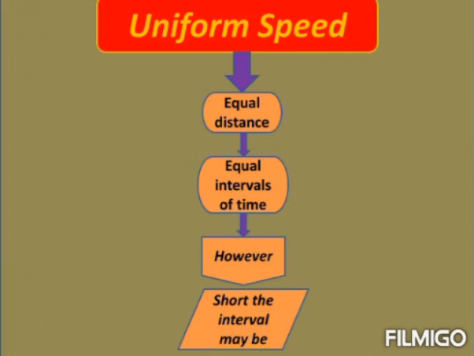So the definition of uniform speed is if the body covers equal distance in equal intervals of time, however short the interval may be. It means the body covers equal distance in equal intervals of time. Equal interval of time means the gap of time stays the same. For example, if the body covers a distance of 1 meter in 1 second, and in another 1 second the body also covers 1 meter, that is called the uniform speed.